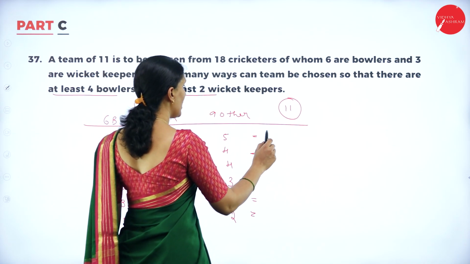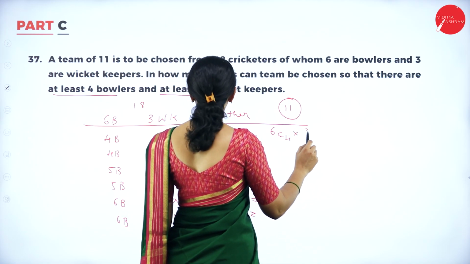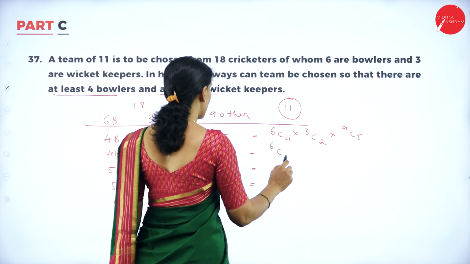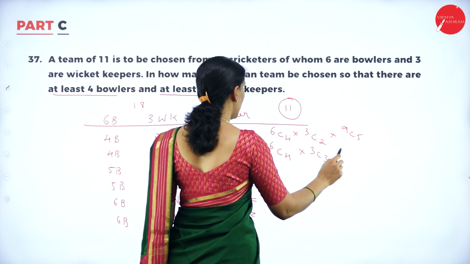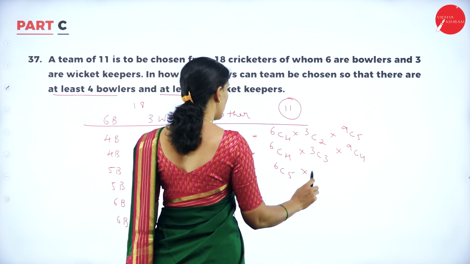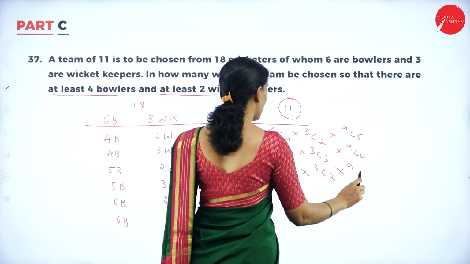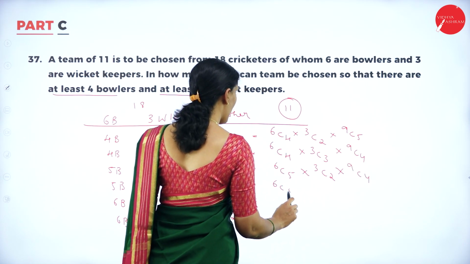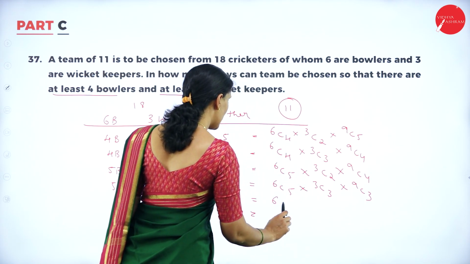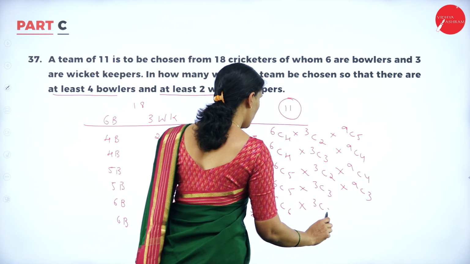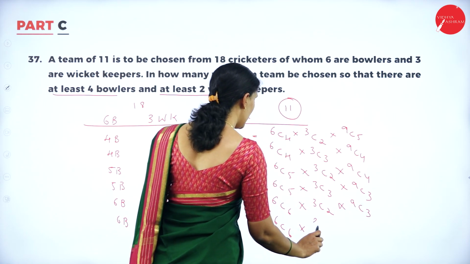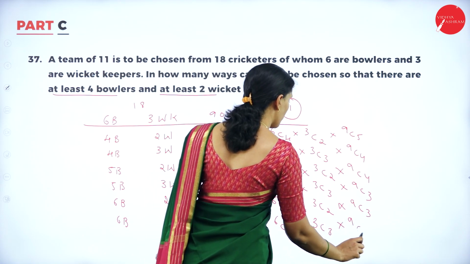So here I can write it as 6C4 into 3C2 into 9C5. And here is again 6C4 into 3C3 into 9C4. Next we have 6C5 into 3C2 into 9C4. Next we have 6C5 into 3C3 into 9C3. Here we have 6C6 into 3C2 into 9C3. Here we have 6C6 into 3C3 into 9C2.